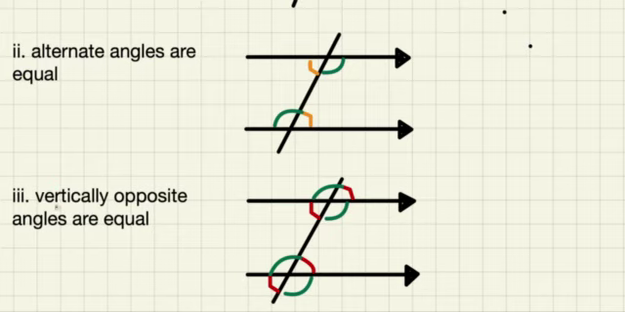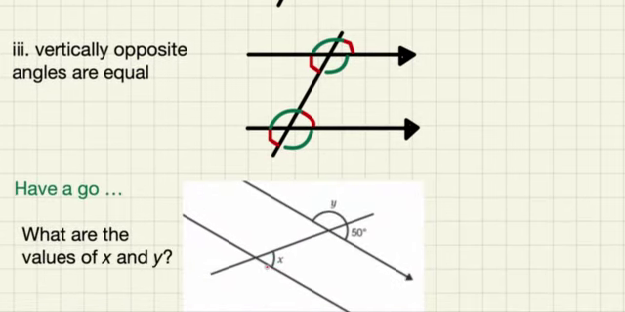The third feature is that vertically opposite angles are equal. So here, this angle and that angle, they're opposite each other. They're equal. This angle and this angle, they're equal. Similarly here, this angle and that angle are equal. This angle and this angle are equal. So knowing all of this, we can then work out some problems.